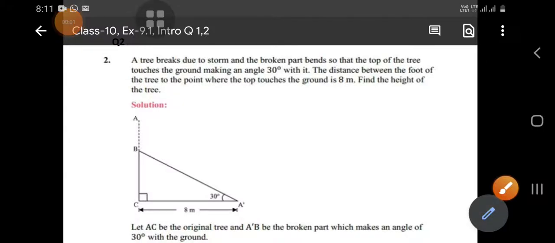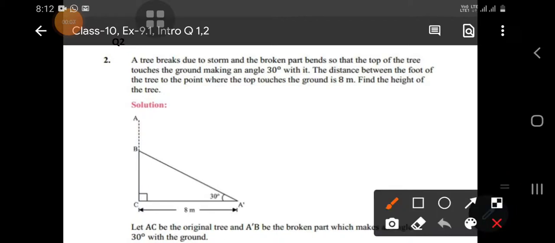Here I am going to solve question number 2 from exercise 9.1 for class 10. First I read the question. A tree breaks due to storm and the broken part bends so that the top of the tree touches the ground, making an angle of 30 degrees with it. The distance between the foot of the tree to the point where the top touches the ground is 8 meters. Find the height of the tree.